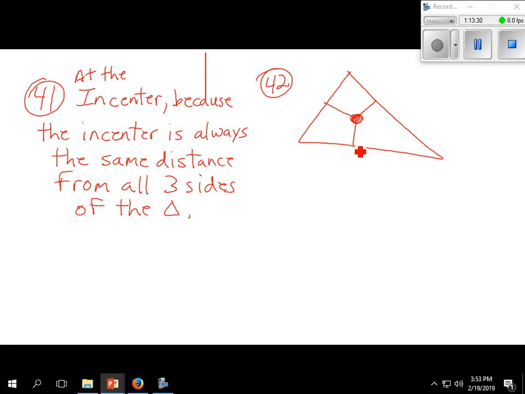Well, your answer for 42 is, where is he going to plant it? That's your answer for 42. He's going to plant it at the incenter because he wants it to be the same distance, because the incenter is always the same distance from all three sides.